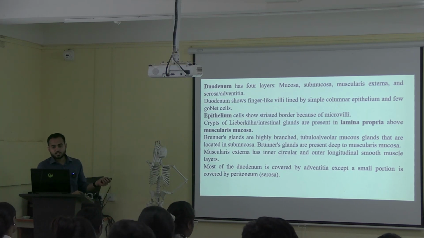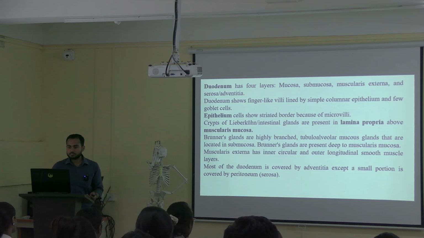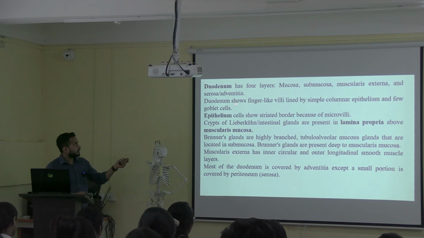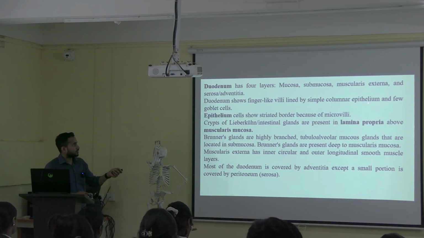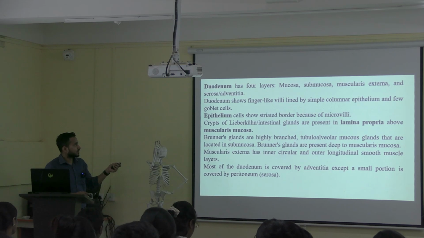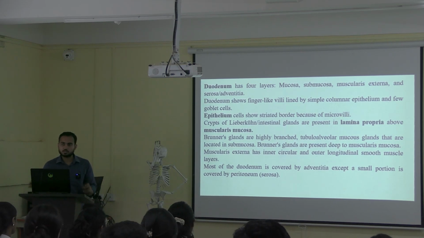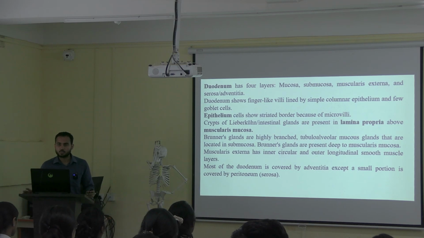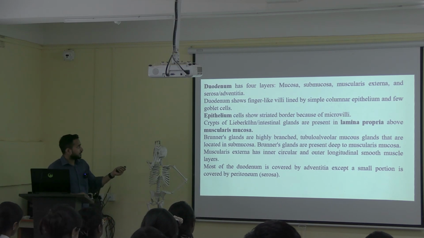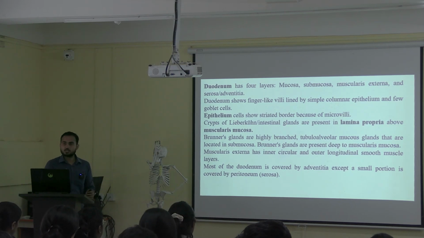So the first part is duodenum. What is present in the duodenum? All four layers will be present. No changes. Next, you can see villi are also there. Along with that, simple columnar epithelium with a few goblet cells, and in the simple columnar epithelium microvilli are also present. So up to that much it is the same, no changes. Next, crypts of Lieberkühn, intestinal glands, are also present, and in the glands all the cells we have discussed are present.